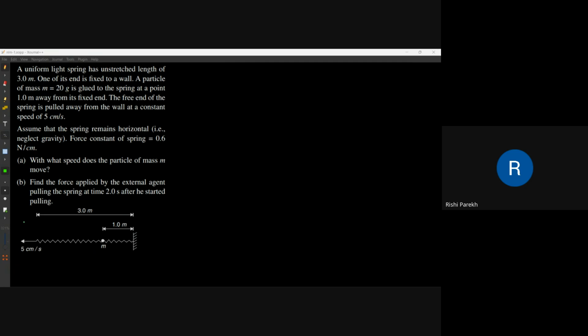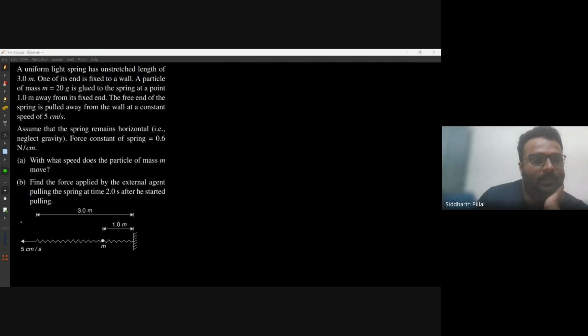Yes, the whole spring is being stretched, but the stretching is not uniform, right? You can see this end of the spring has to be fixed, so it has 0 velocity, whereas this extreme end has some velocity 5 centimeter per second. So you can assume the speed to be linearly changing from one end to the other end, from 0 to 5. So you can assume a linear function and then solve it, get the answer.